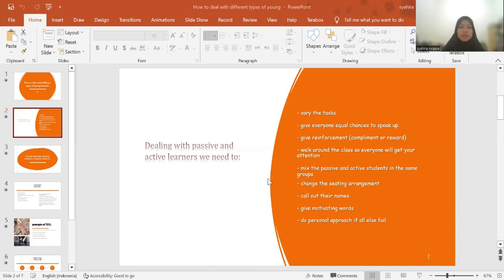Number 8, give motivation words. By providing words that can motivate them or arouse their enthusiasm and comfort in learning, our students will feel more comfortable. For example, when there are children who answer a question passively, we can appreciate it and implicitly or softly ask them to answer more often.